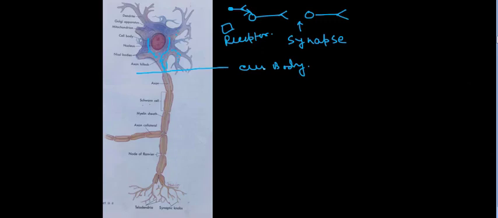Apart from the cell body, the neuron is made up of processes, which are usually of two types. The first is the dendrites, which I have already told you about. Dendrites are small branches originating from the cell body, and they receive stimuli from another neuron or from a receptor. Next is the axon.